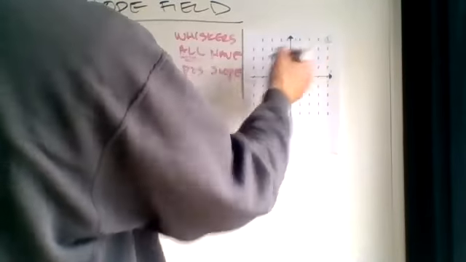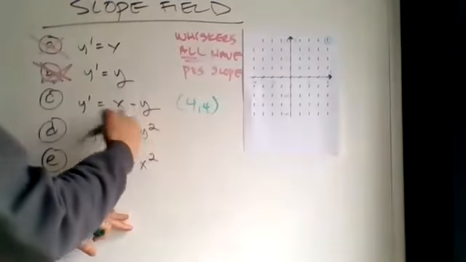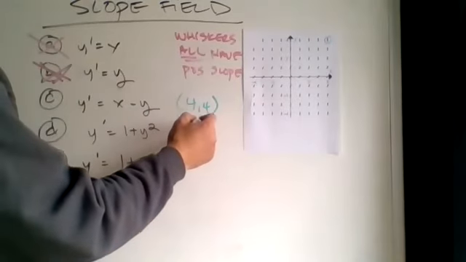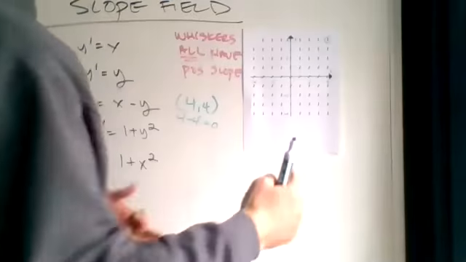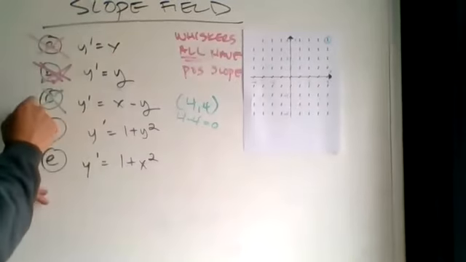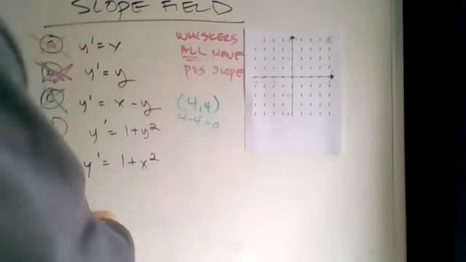That's 4, 4, right? So I put 4, 4 in here. That means y prime is 4 minus 4, which is 0. Is the slope there 0? No, right? It's not. Okay, so that one's out of there too. Let's see, there's a question there. Oh, no. Okay, we're going.